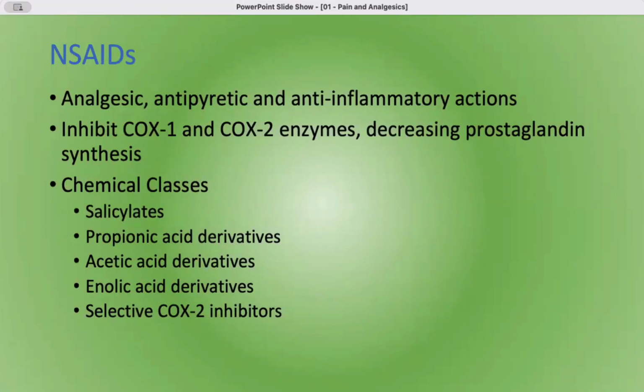All right, NSAIDs. So these are drugs that do inhibit COX enzymes. Most of them inhibit both COX-1 and COX-2 to some degree. And they are broken into a number of chemical classes based on their chemical structures, which I will present over the next few slides.